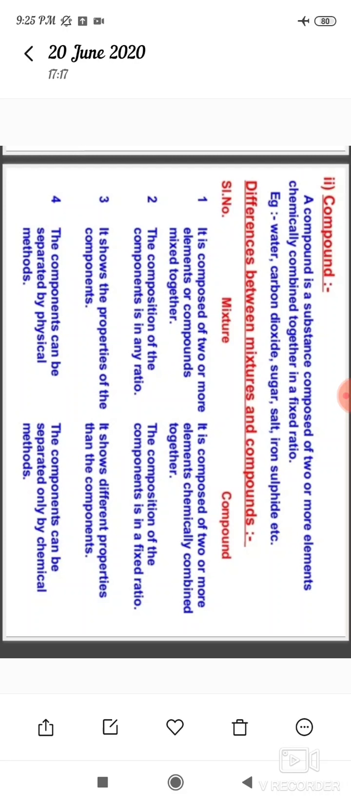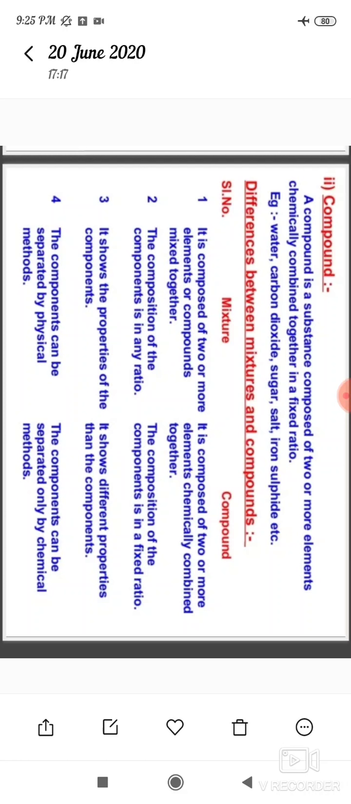So let us see the differences between mixtures and compounds. A mixture is composed of two or more elements or compounds mixed together. A compound is composed of two or more elements chemically combined together. In a mixture, the components are in any ratio. In a compound, the components are in a fixed ratio.